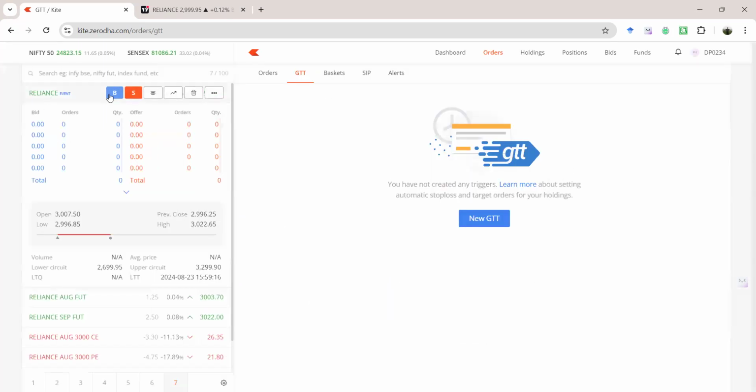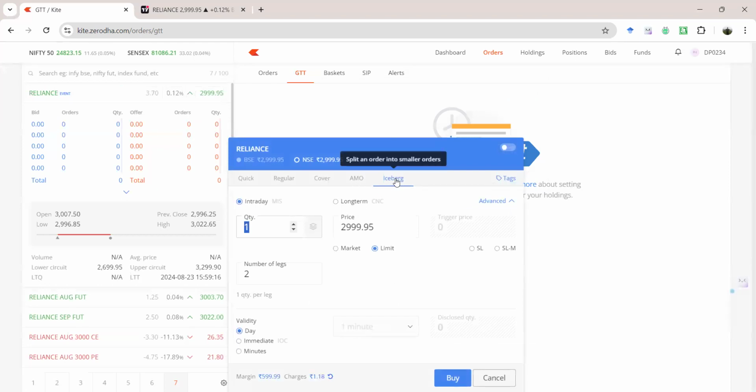Sir, an iceberg order is for when someone wants to sell or buy a huge quantity. They divide the huge quantity of shares. Okay, I got it. So suppose you want to buy 1000 quantity, then it will split. Yes, and they want to hide from others. I think the maximum is 10 legs.